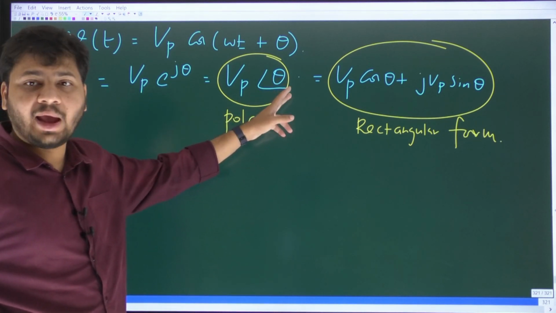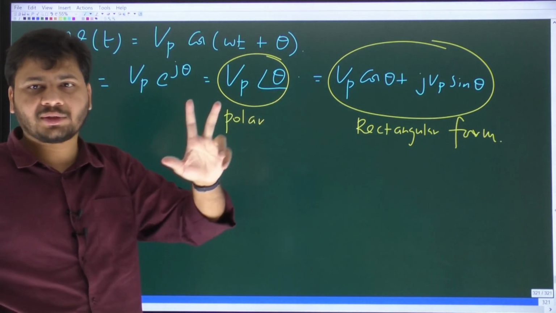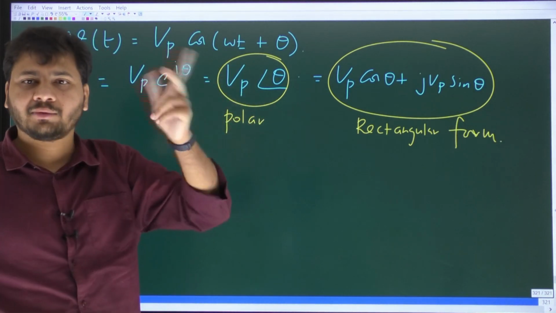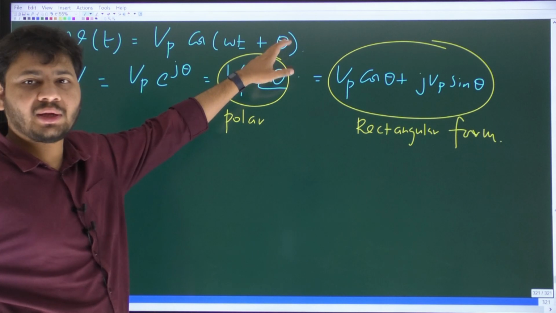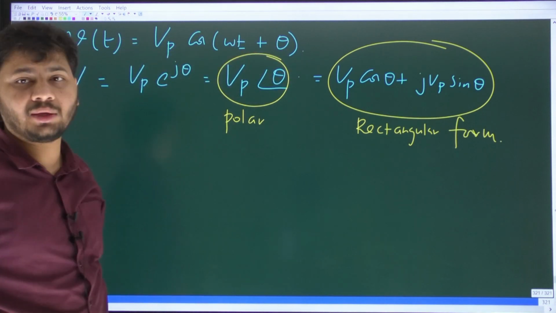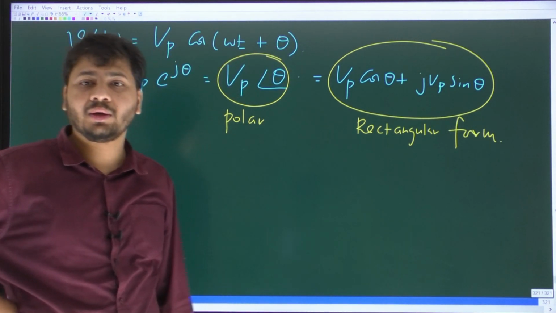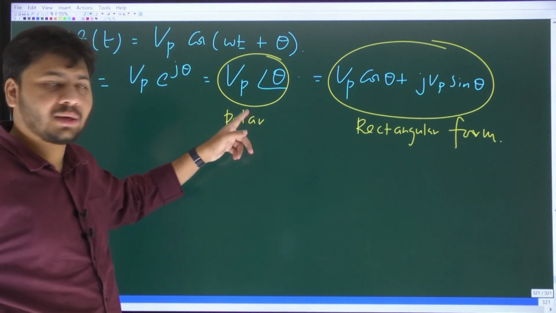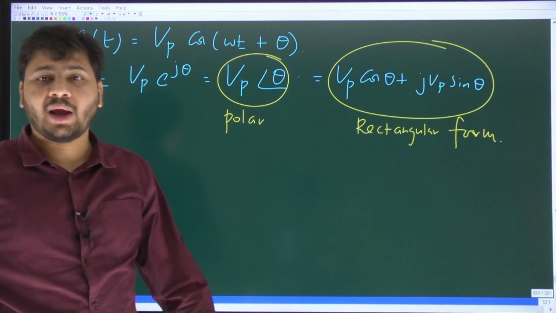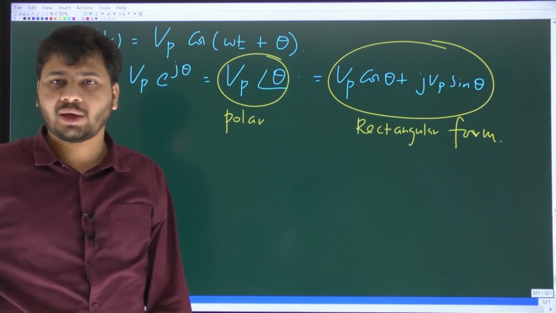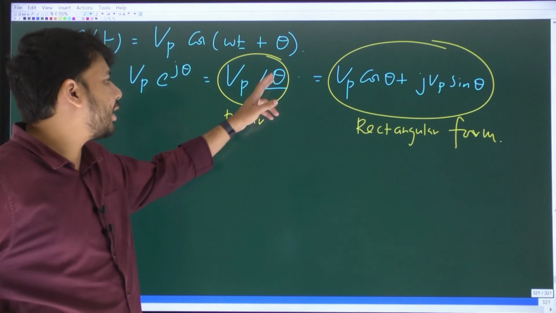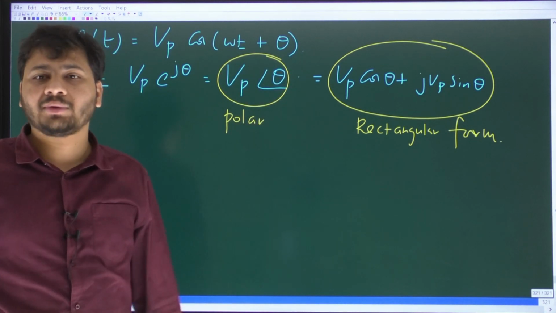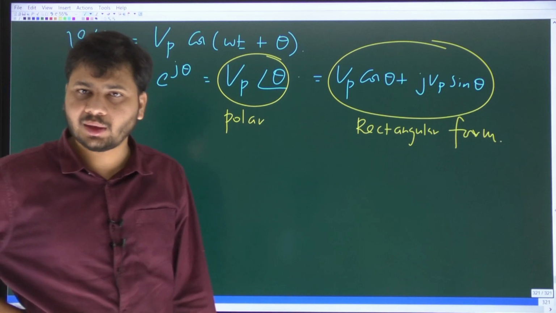And theta is the angle of the phasor. Every complex number will have a magnitude and an angle. And what is theta actually? It is the phase angle of the actual sinusoidal voltage. You understood? So the magnitude of the phasor is the same as the amplitude of the actual sinusoidal voltage or current, and the angle of the phasor is the same as the phase angle of the actual sinusoidal voltage or current.